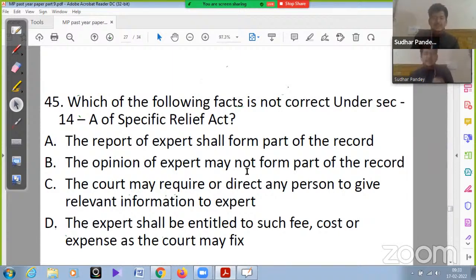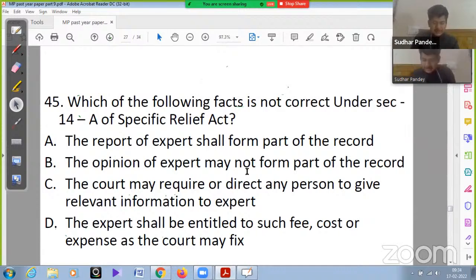Okay, options are A, the report of expert shall form part of record. B, the opinion of expert may not form part of record. C, the court may require or direct any person to give relevant information to expert. D, the expert shall be entitled to such fees, cost, or expense as the court may fix. Question number 45. What should be the correct answer?